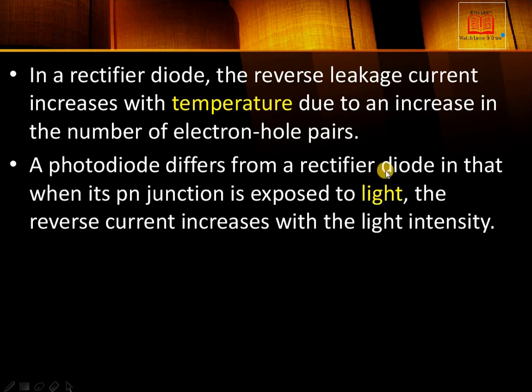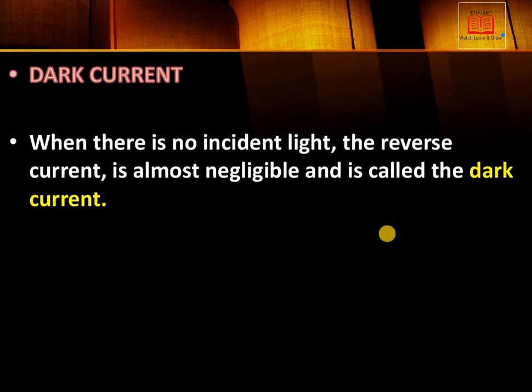Here it is temperature, and here in this case it's light. The reverse current increases with the light intensity. And what is dark current? When there is no incident light, the reverse current is almost negligible. But here in the ideal case we can say it's zero. When there is no light, reverse current is zero.